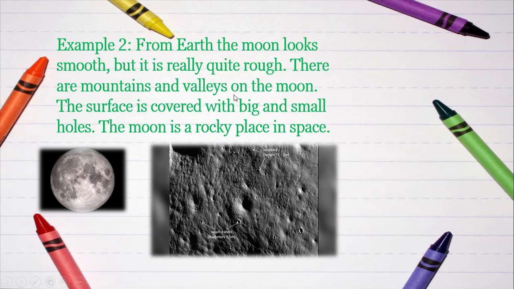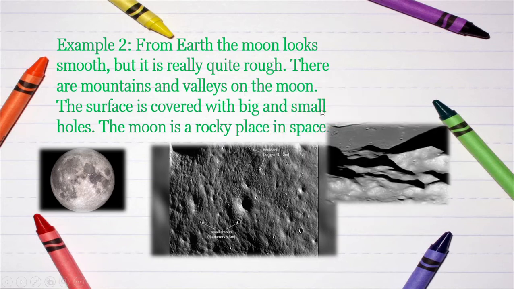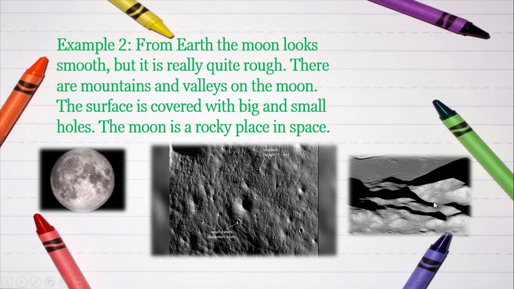There are mountains and valleys on the moon. These are the valleys that are on the moon and the mountains. The surface is covered with big and small holes. It is covered with small holes and big holes. The moon is a rocky place in space.